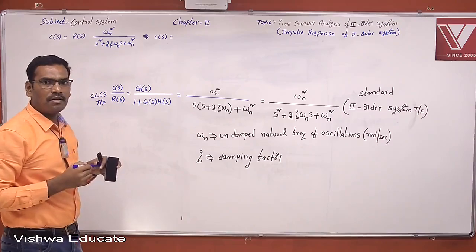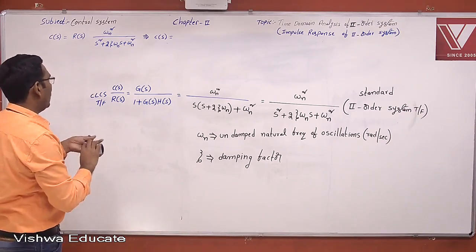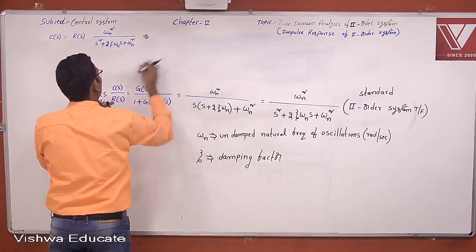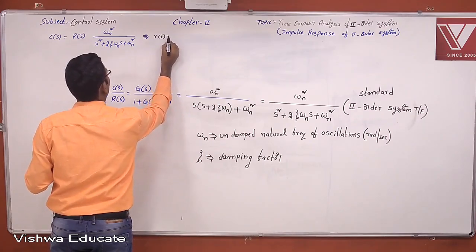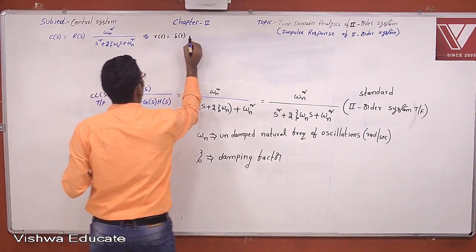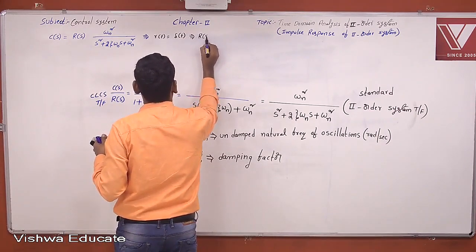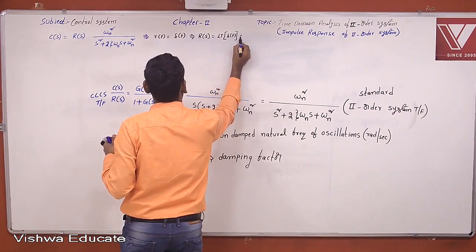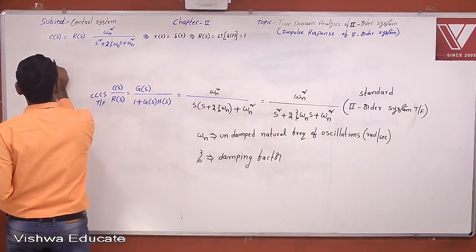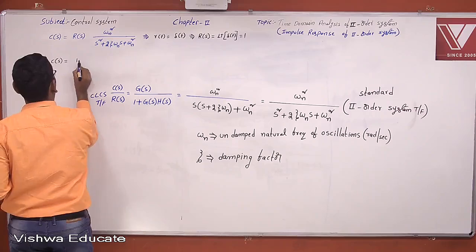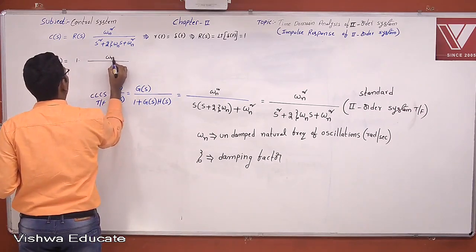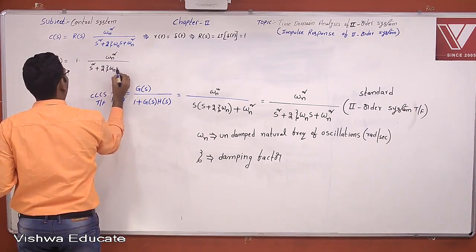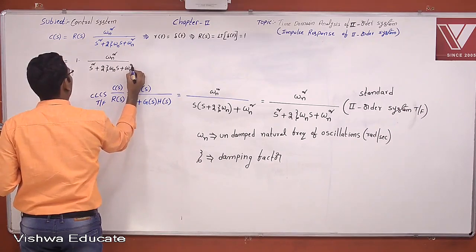Now what is R of S? R of T is the impulse input, delta of T. Therefore, R of S, which is the Laplace transformation of delta of T, is equal to 1. So C of S is equal to R of S, which is 1, into omega n square by S square plus 2 zeta omega n into S plus omega n square.